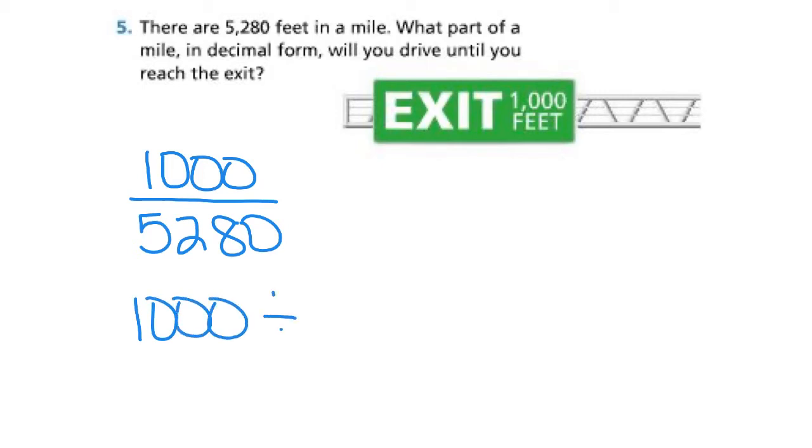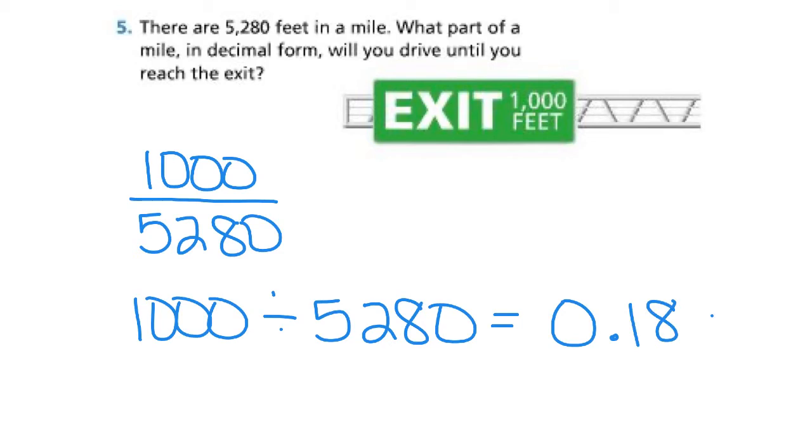1,000 divided by 5,280 is equal to the decimal 0.1893, and the 9 and 3 repeat. It would be a good time to pause here on the video and work questions 6 through 22 and then start the video back to check your answers.